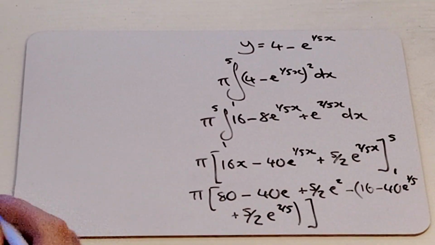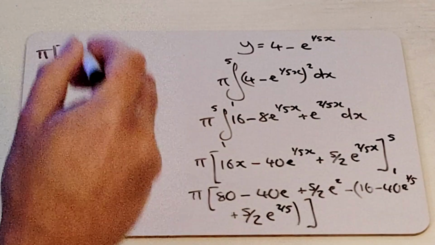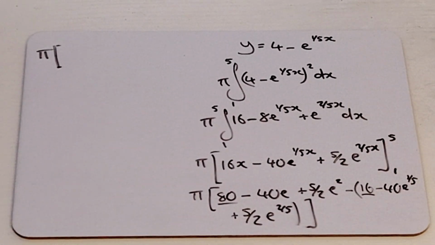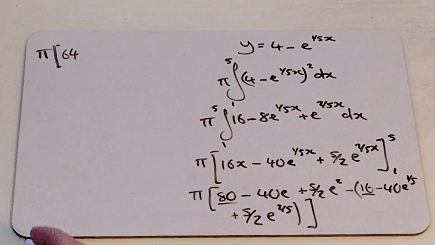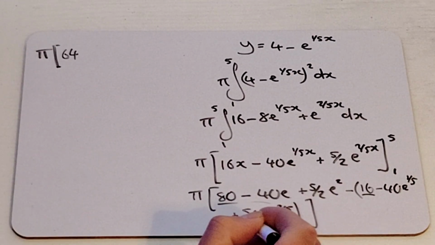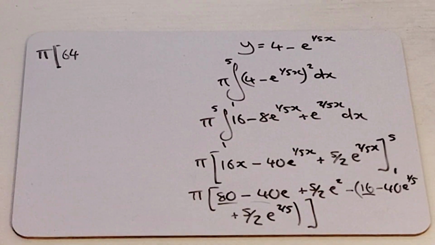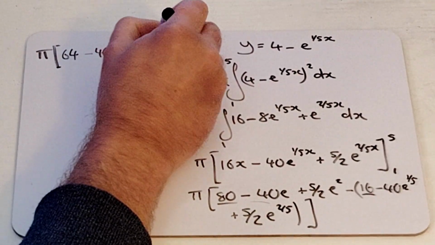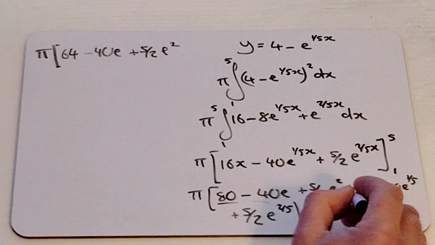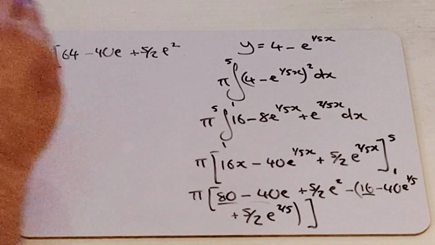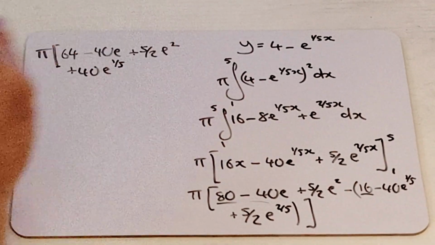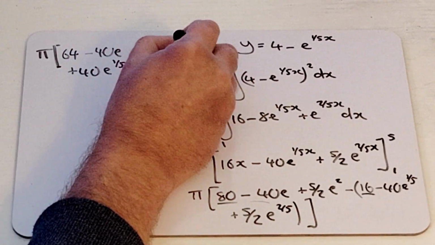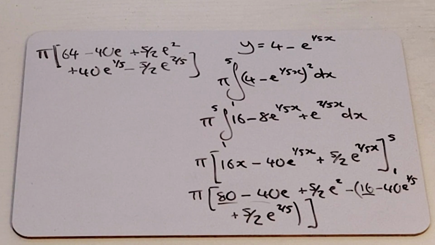So we now just have our pi on the outside, and inside, term by term, 80 subtract 16, which is 64, and then we've got negative 40e, which is the only power of e we can put with that, so minus 40e there, plus 5 over 2 e squared, and then subtract negative 40 e to the 1/5, and finally subtract 5 over 2 e to the 2/5. So we have our exact volume.